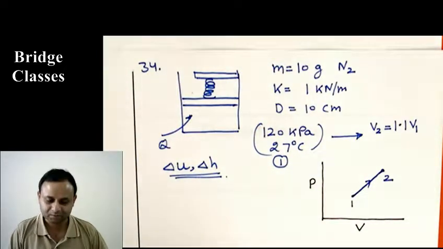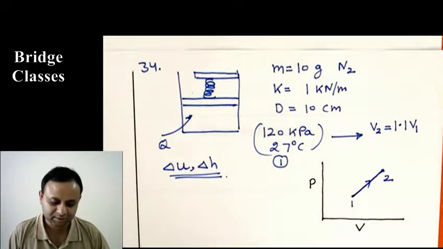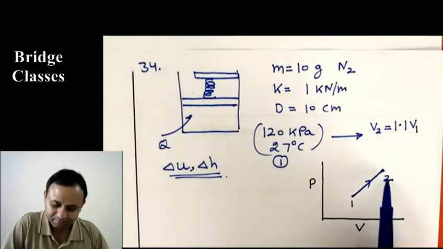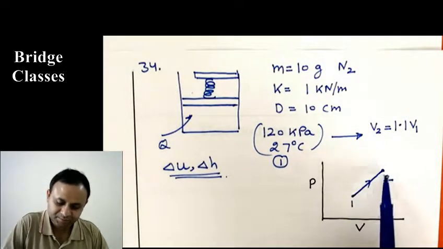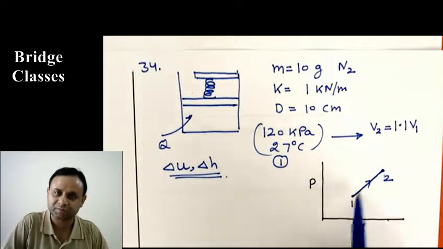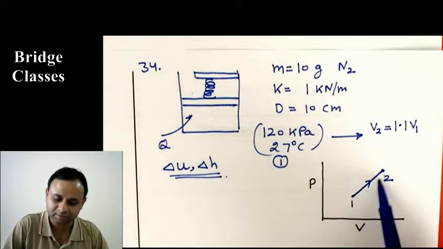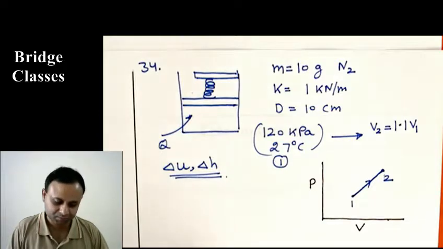Okay. So although the problem does not say, if we have to determine how much is the work done by the gas, it will be this area. And because this is a trapezium, we can determine the area. It will be half P1 plus P2 times V2 minus V1. So we can also determine the work involved, knowing that it is a linear relation between pressure and volume.